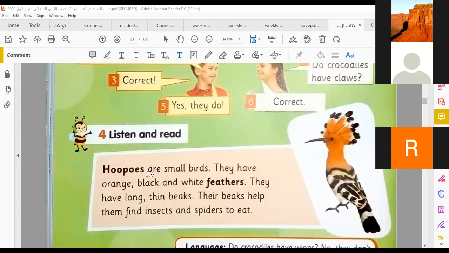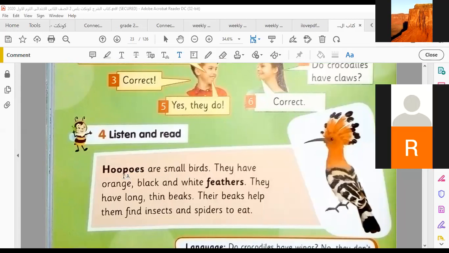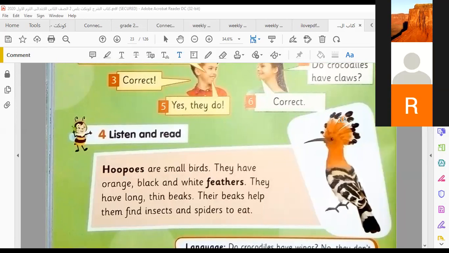So, students, repeat after me, please. Hobos. Hobos. Yeah, this is the hobo, student. This bird is called the hobo.